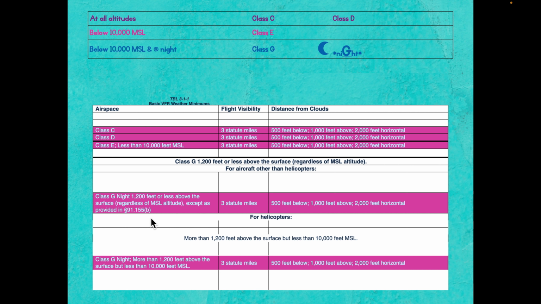And down here, Class G at night, more than 1,200 feet above the surface, but less than 10,000 MSL, so below 10,000 MSL, and at night. If you notice, the word night has a G in it. Class G at night falls in with C, D, and E, below 10,000 MSL. So we know that there are 5 categories that all relate to Class C. I think this next slide is going to be a visual to help us with Class C.